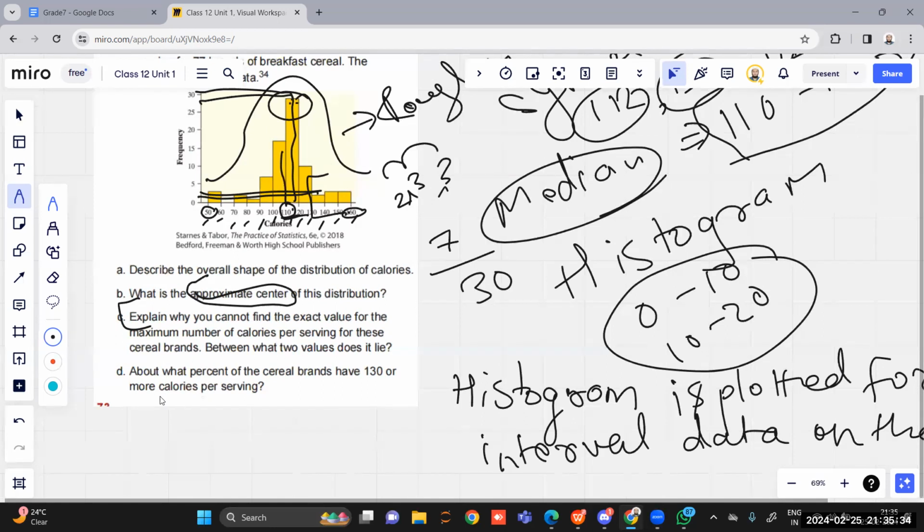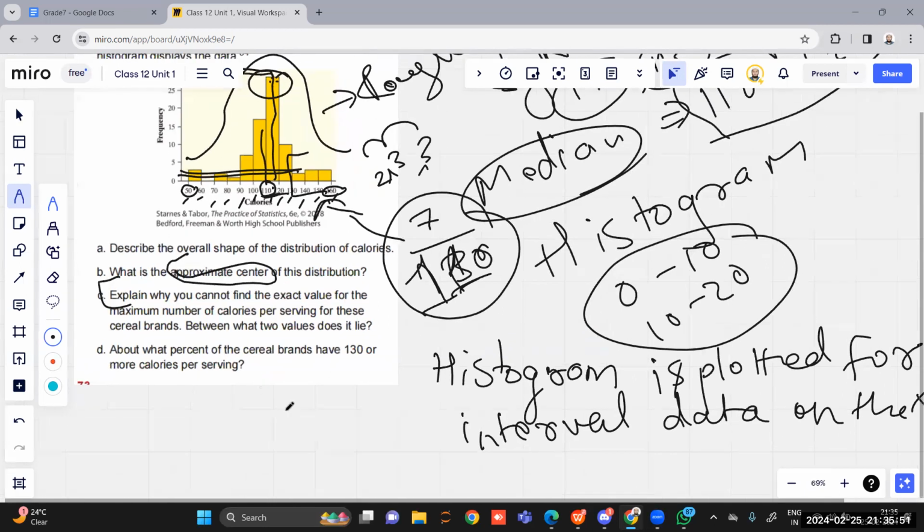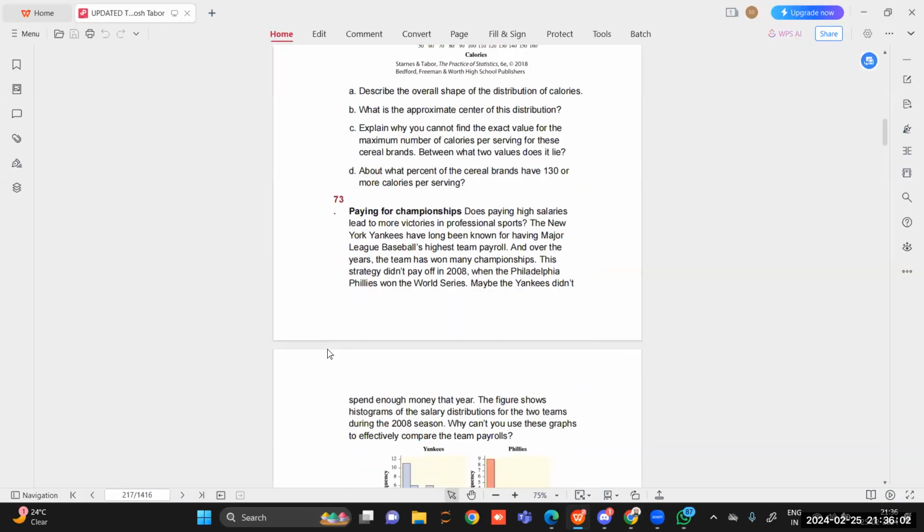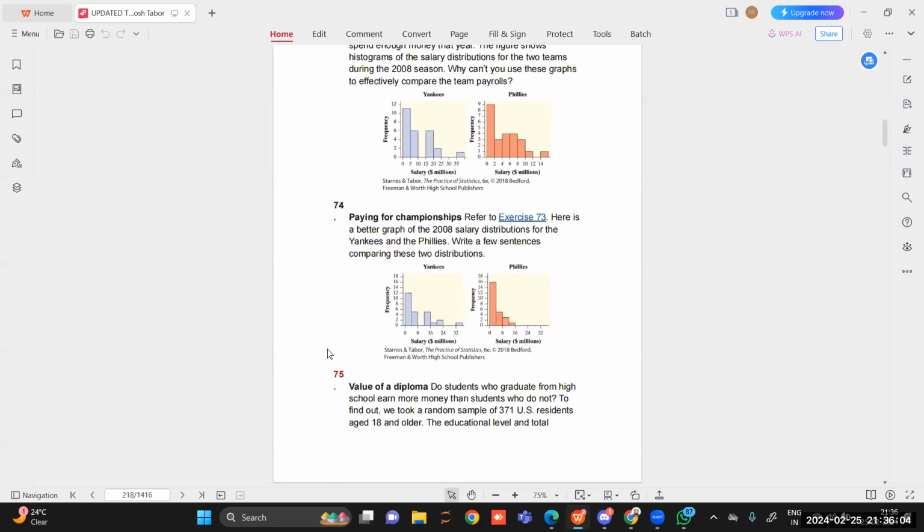It is asking about what percent of the cereal brands have 130 or more calories. So what's the total? 50 to 160, I think 110. 7 upon 110. This is the percentage of cereal brands having more than 130 calories. Is it clear? 7 is our count, and the total is 110. So it will be 7 upon 110. Moving on to the next question.